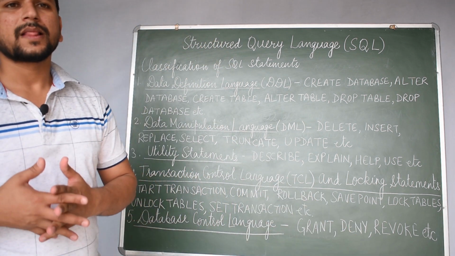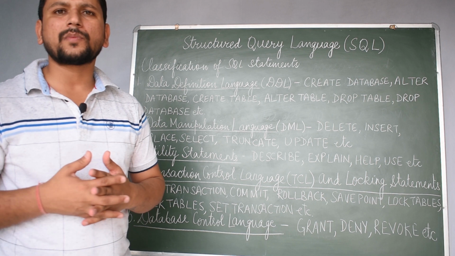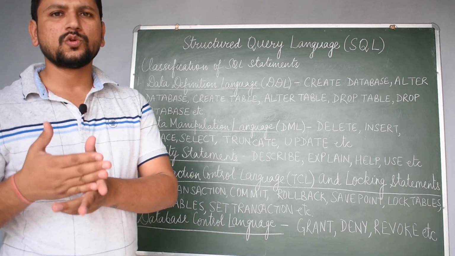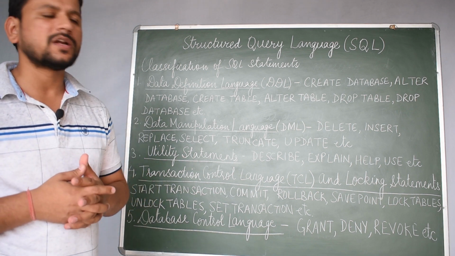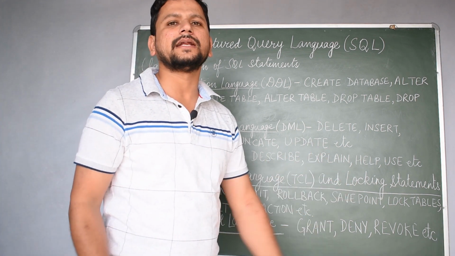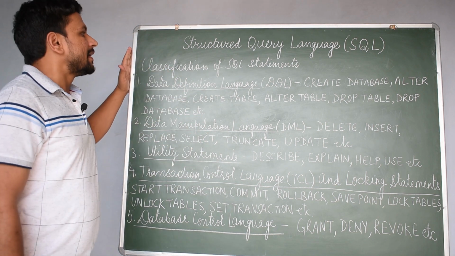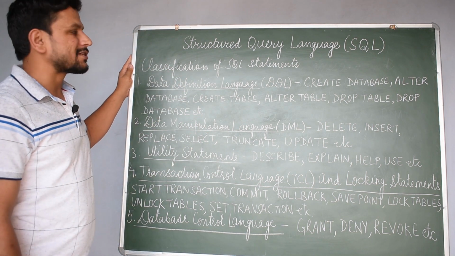We know that for setting a permission for a particular user, we have to grant the permission, and if suppose we want to just deny the services of a particular user, in that case we can use the deny command. So that's all about different categories of SQL statements.